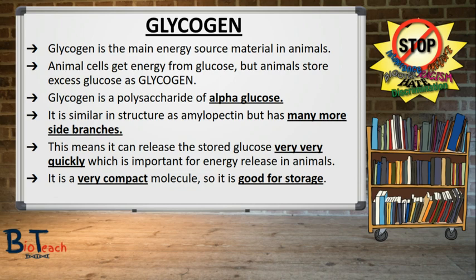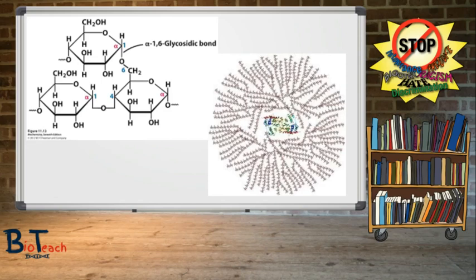This means that glycogen has many more side branches, and interestingly, it is more water soluble than starch is. The high numbers of branches mean we can hydrolyze the bonds and release energy very quickly. This image shows you an image of glycogen in terms of its bonds and a representation of its several branches.